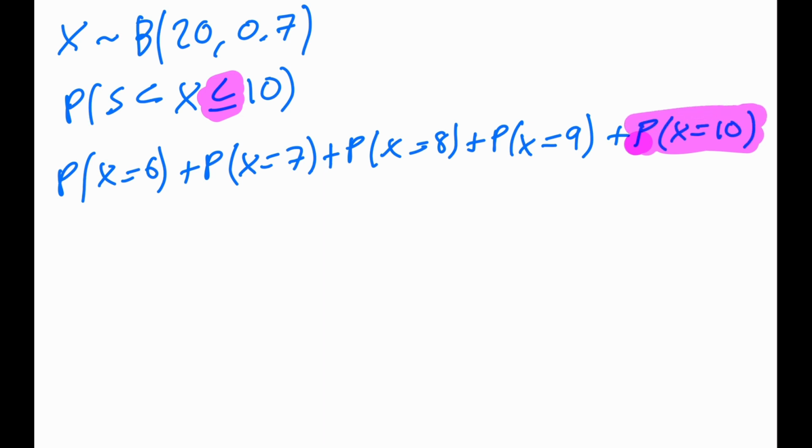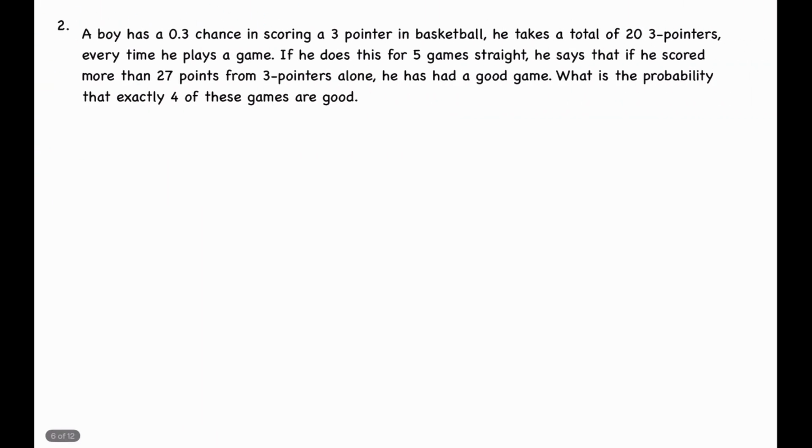So now let's move on to a question where a boy has a 0.3 chance of scoring a 3-pointer in basketball. He takes a total of 20 3-pointers every time he plays a game. If he does this for 5 games straight, he says that if he scores more than 27 points from 3-pointers alone, he has a good game. What's the probability that exactly 4 of these games are good?